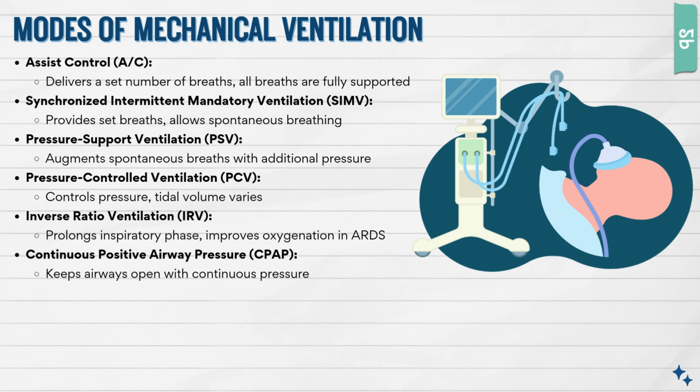So pressure support ventilation, that's PSV, provides positive pressure to assist with each spontaneous breath, making breathing easier and less taxing. It's commonly used in the weaning process as well. So pressure control ventilation, PCV, limits the pressure delivered to the lungs, making it safer in cases of poor lung compliance, though tidal volumes may vary, requiring close monitoring.